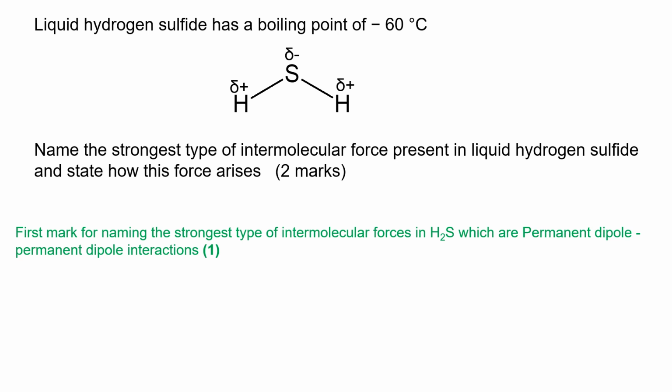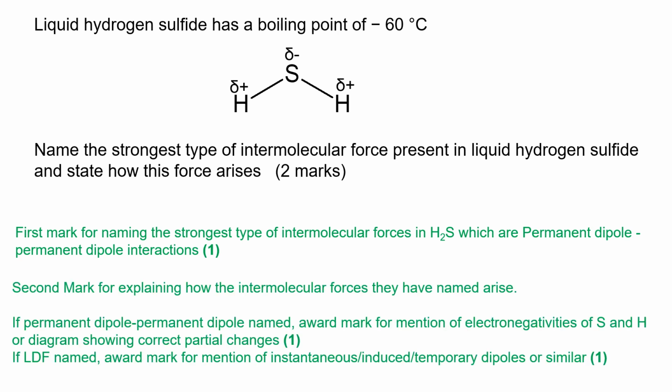The one that people often forget to do is saying how the force arises. So you've got to say how you get permanent-dipole interactions. So some mention the dipole is required. You need to show the charges or draw the electronegativities on and mention how these permanent dipoles can cause interactions between molecules. So that's the 2nd mark as well.